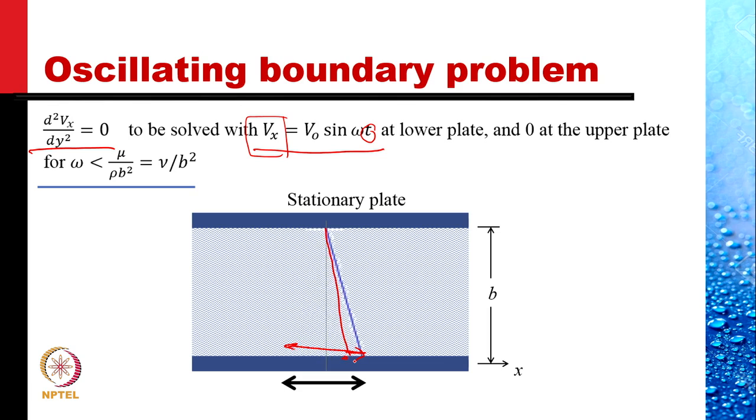At any given instant, the velocity profile is exactly what is obtained in a steady flow. But as time changes, the boundary condition at the lower plate changes with time. And so, the linear profile between the lower plate and the upper plate changes with time. This is what is termed a quasi-steady flow.